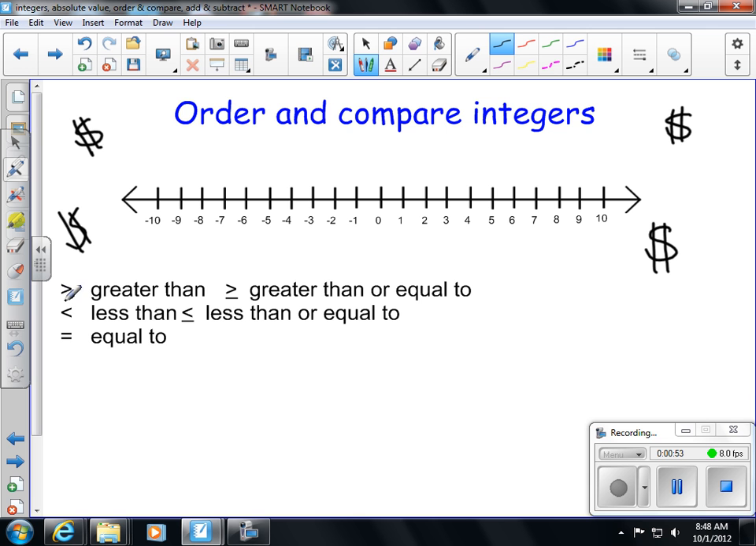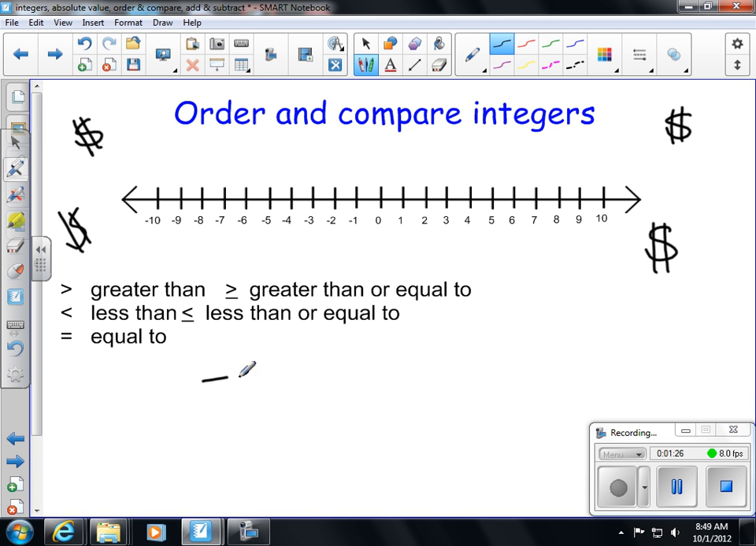Okay, then these are our symbols. This symbol means is greater than, and this one is greater than or equal to. This is less than, and this one is less than or equal to, and then we have is equal to. Those are our symbols. Now, we've talked about already this year what an open and closed dot represents, correct? Okay, when we were doing inequalities. An open dot means I don't want that number, but I want everything either to the right or to the left of that, possibly. For right now, we're just going to be using closed dots.